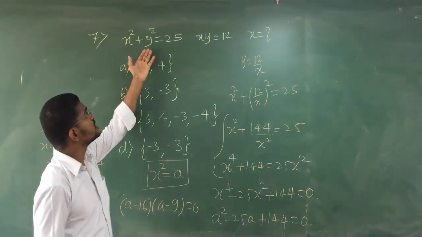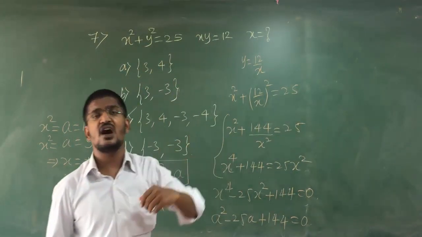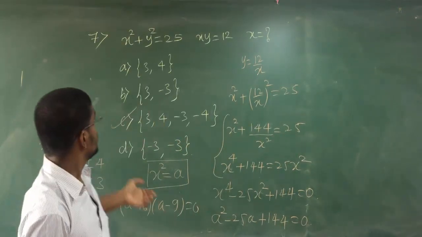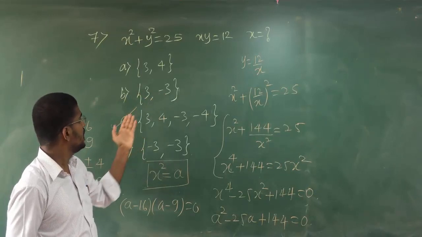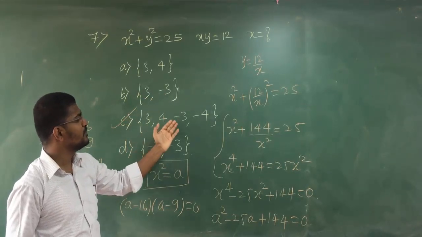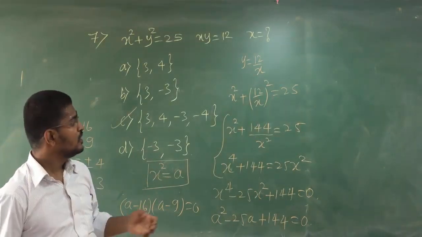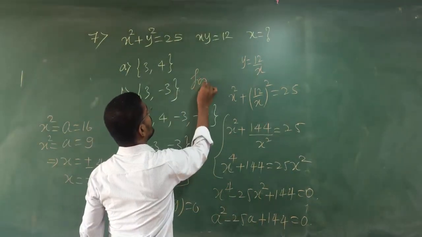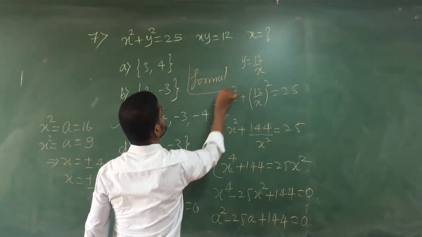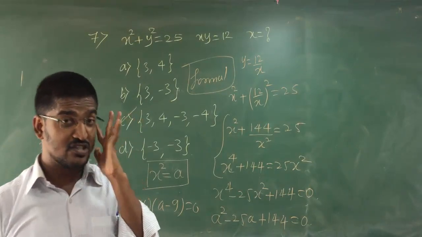Because here x square plus y square equal to 25, xy equal to 12, then they are asking x. So here there are the 4 options: 3, 4; 3, minus 3; c equal to 3, 4; minus 3, minus 4; minus 3, minus 3. This is the formal way of solving. Clear, my dear students? This is the formal way of solving your particular question.